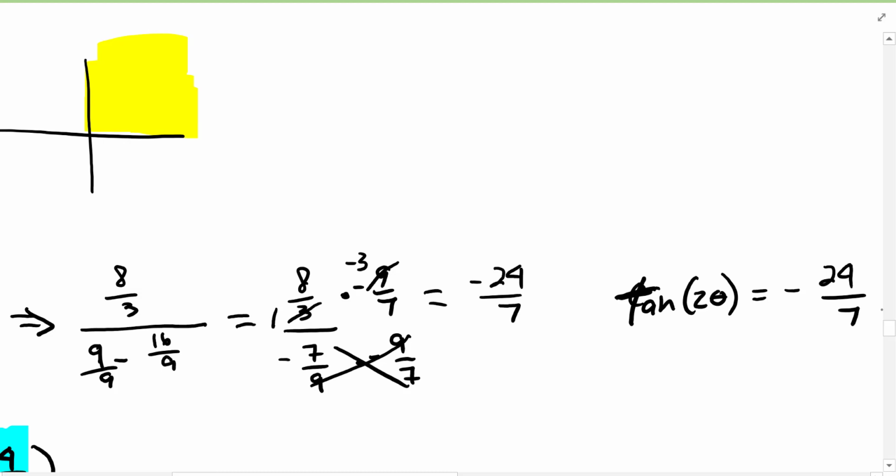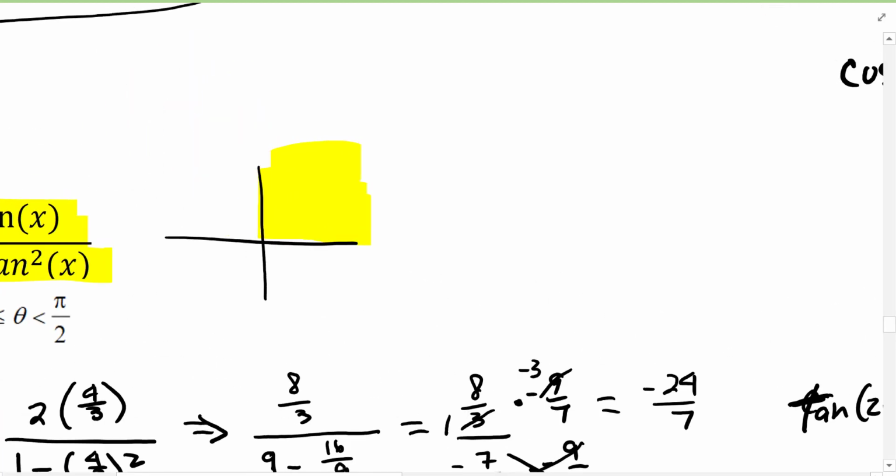Ta-da! And that's it. These are pretty easy. You really have to pay attention to which quadrants and making sure that you're putting the right thing in the parentheses. That's it.